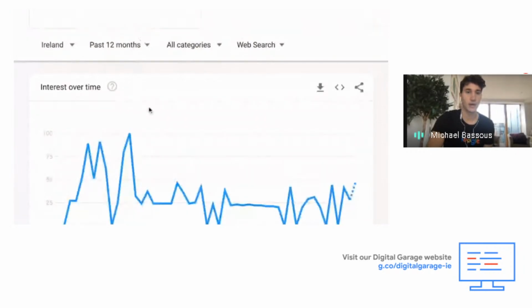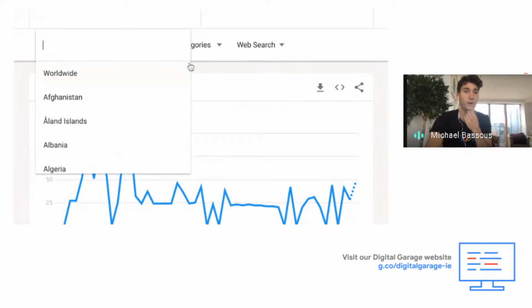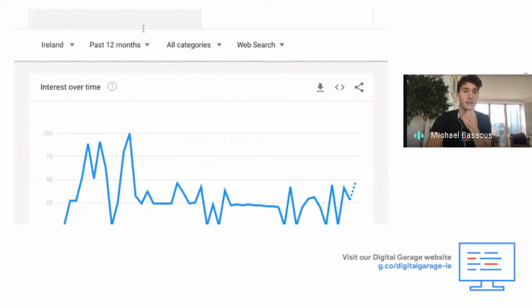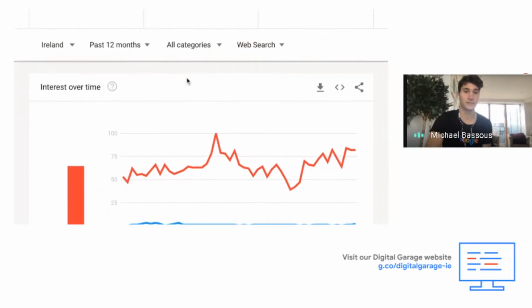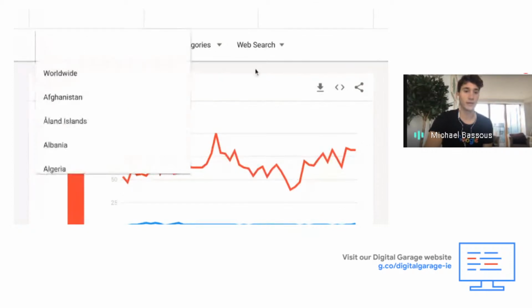So I searched for raincoats, and this is specifically for Ireland. But I want to make it a bit more interesting and compare it with something else, which is jeans. Now that we have two terms, the difference is quite crazy. I'm not going to stop here, maybe only compare these two. And I'm going to stick with Ireland.